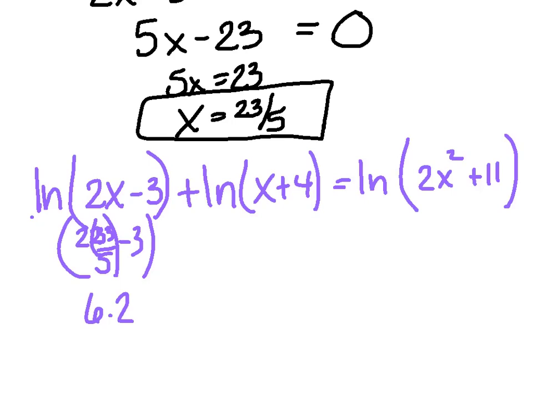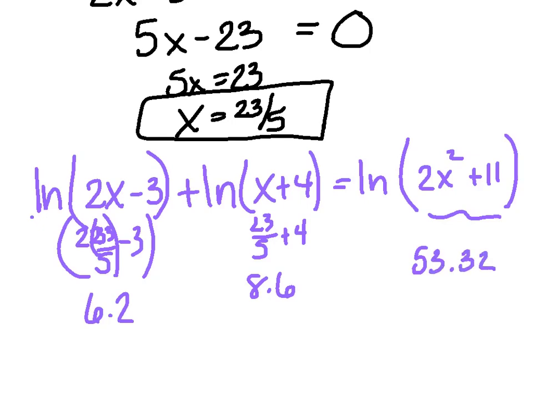When I put my 23 over 5 plus 4 in here, I get a number of 8.6. 8.6 greater than 0 definitely works so far. And remember, I just got to check in every x here. And when I plug it in this one, I get 53.32, which again is greater than 0. So I know that 23 over 5 is going to check.